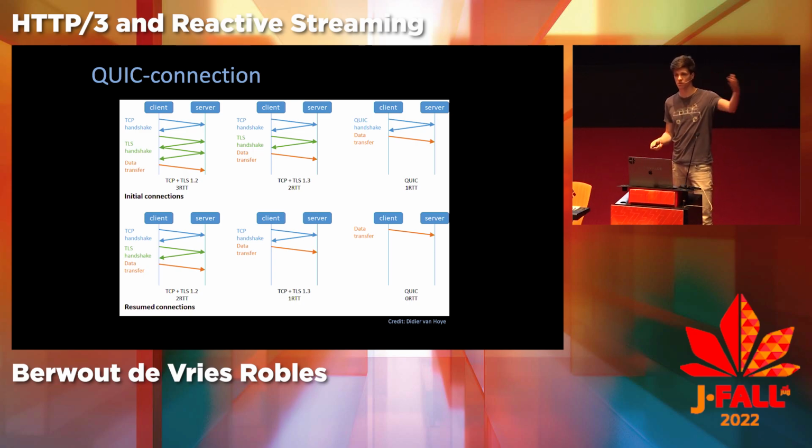And the further away you are, the more this matters. Like if I'm hosting in Australia and I'm trying to access it from here, every round trip is going to cost me 300 milliseconds, right? It's going to be pretty painful.